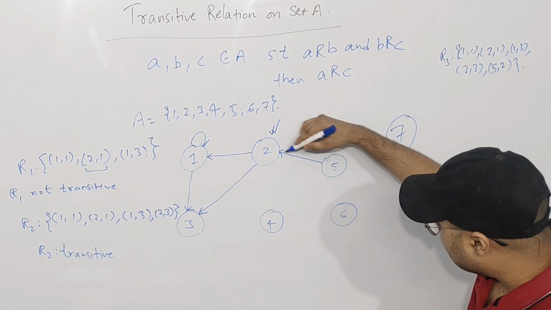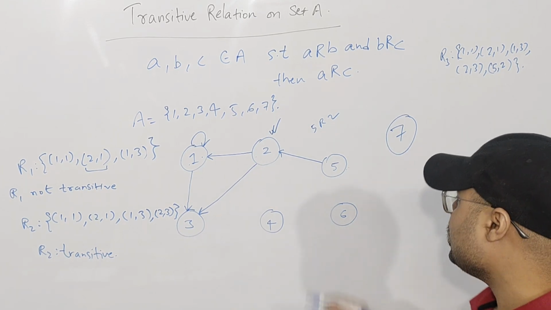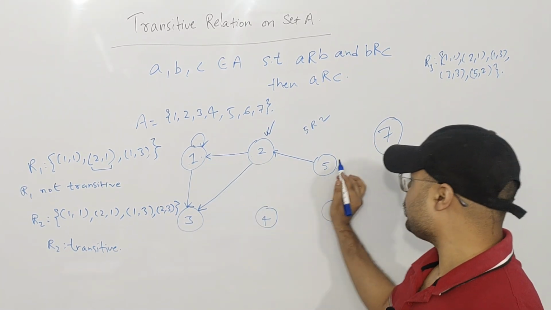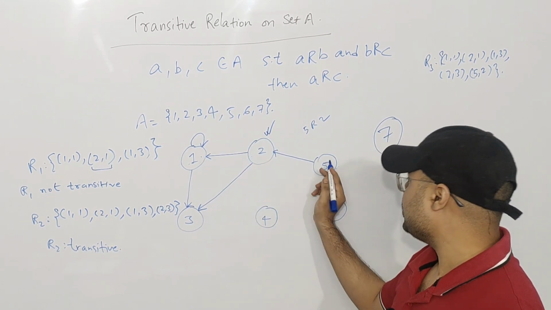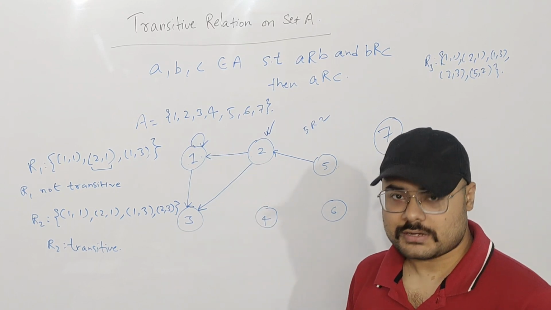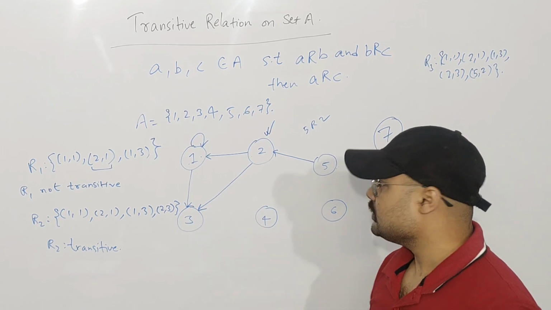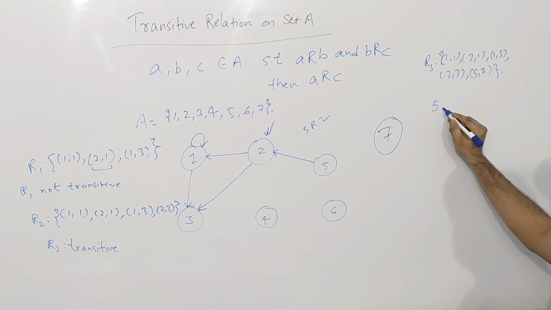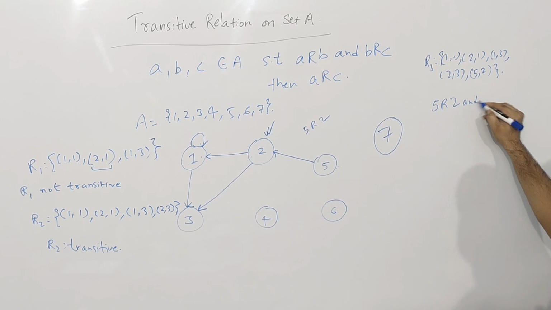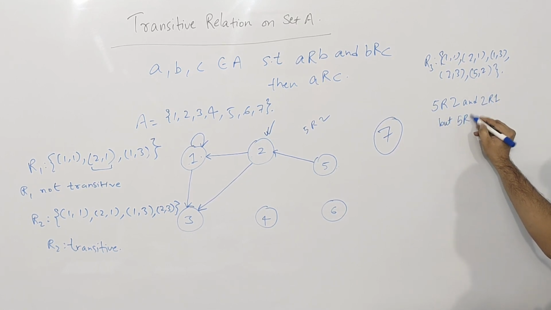Looking at 5 now, from this directed edge you get that 5 is related to 2. Now wherever the directed edge from 2 is going, you must have a directed edge from 5 to that also. So from 2 there is a directed edge to 1, but there is no directed edge from 5 to 1, so it is not transitive. From 2 you have a directed edge to 3, from 5 you don't have a directed edge to 3, so it's not transitive. What I can say is that 5 is related to 2, and 2 is related to 1, but 5 is not related to 1.